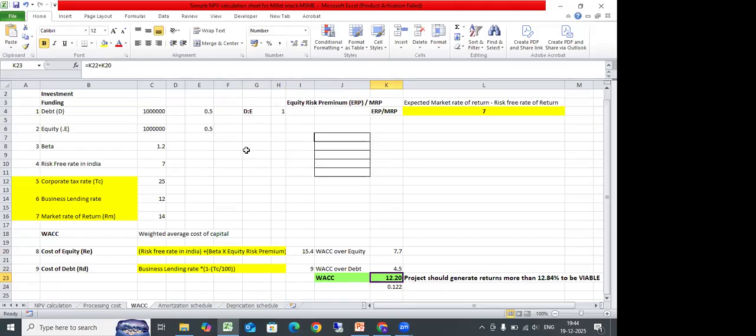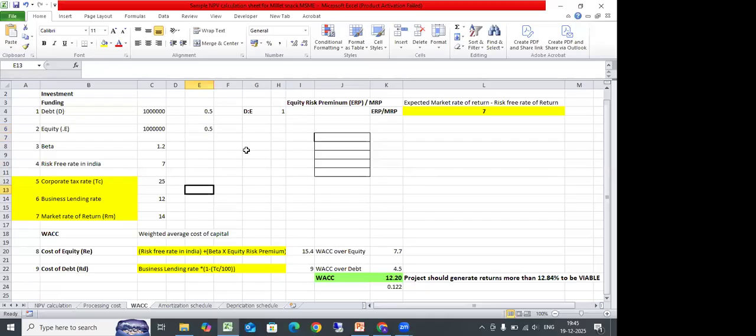12.2. Is it clear? Yes, sir. It is a simple calculation. Sir, can you explain one more time? Yes. See, you got debt, 10 lakh rupees. Equity, 10 lakh rupees. What is your total investment? 20 lakhs. What is the percentage share of debt in 20 lakhs? 50%. Equity is 50%.